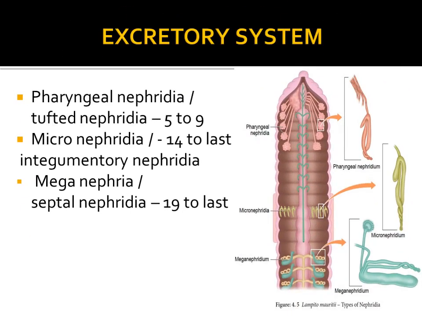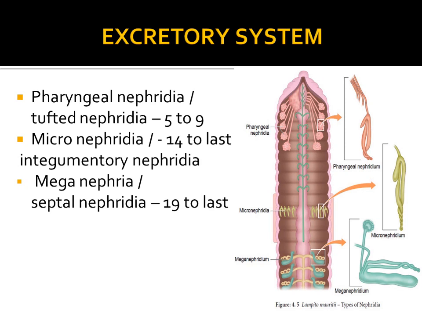The next system is the excretory system. So what is the role of the excretory system? Its role is to eliminate or send out the excretory waste, or the nitrogenous waste, which is produced during the metabolic process. When the cell is doing its metabolic process, some waste is produced. Those wastes are toxic to the body, so that waste should be eliminated from the body.